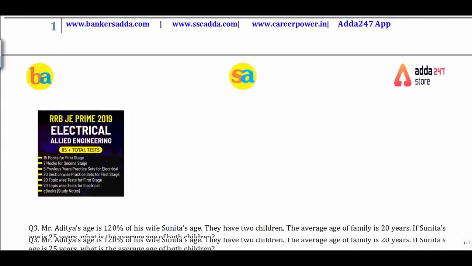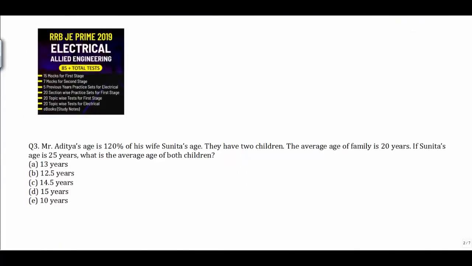Question number 3, it says Mr. Adit's age is 120% of his wife Sunita's age. They have 2 children. The average age of family is 20 years. If Sunita's age is 25 years, what is the average age of both children? So Sunita's age is 25 years and Mr. Adit's age is 120% of his wife Sunita's age. 120% means 6 by 5. So 6 by 5 of Sunita's age is equal to Aditya's age. This is equal to 30 years.